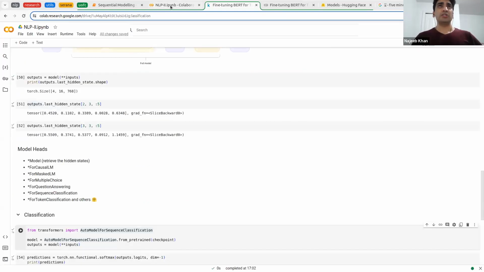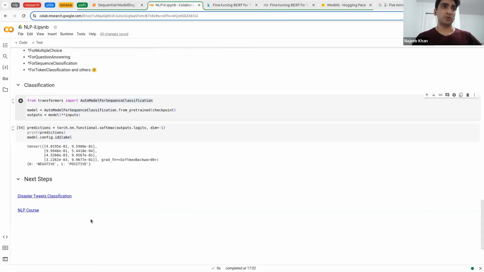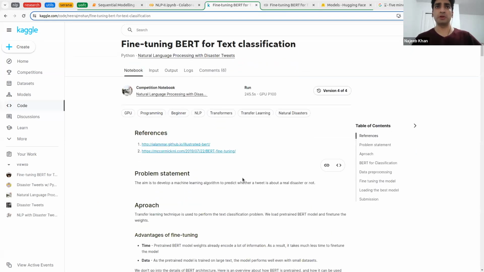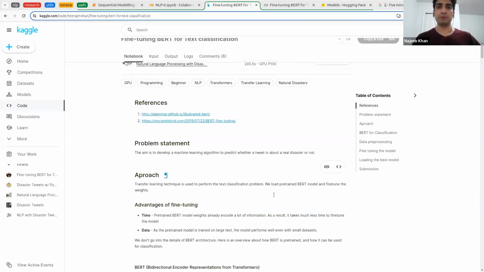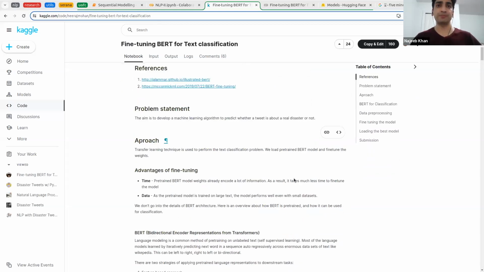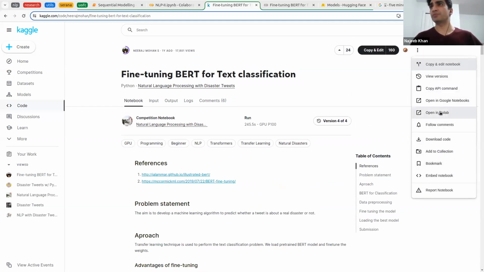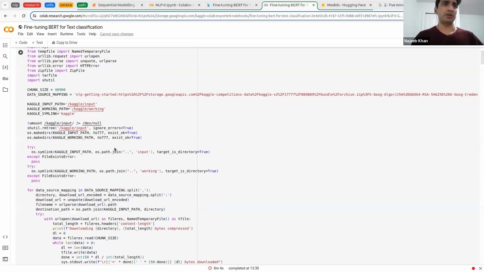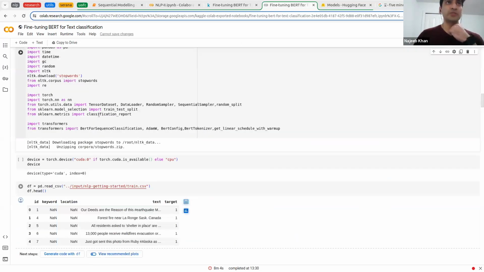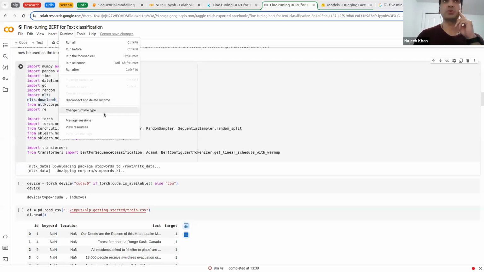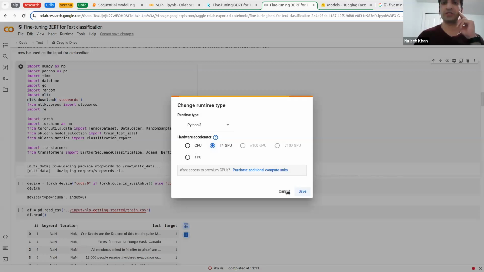I've linked this notebook, so you can just click on it and it will take you to Kaggle. It's again by someone on Kaggle. They have used BERT fine-tuning to improve the performance of disaster tweets classification. You can right-click on it and open it in Colab if you want to run it yourself. I did the same. There's one thing where it will give you an error for NLTK. So you can add something like this: import nltk and then nltk.download stopwords. That's the only thing that you need to change. Do change the runtime to a GPU runtime, because otherwise it will take a very long time.